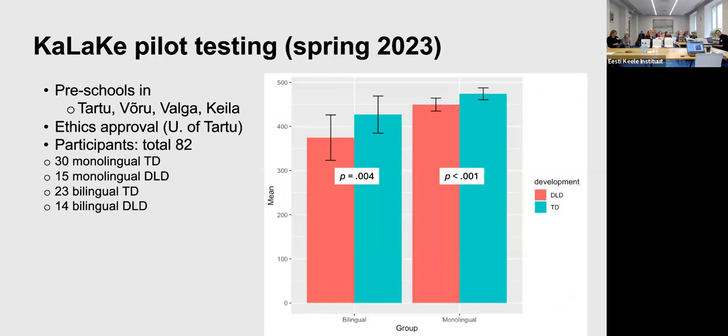The form of the tasks now distinguishes nicely within the bilingual group between DLD and TD, typically developing, and within the monolingual group between typical development and DLD. And as you can see, there's a lot more variation in the bilingual group, but the tasks seem to work.